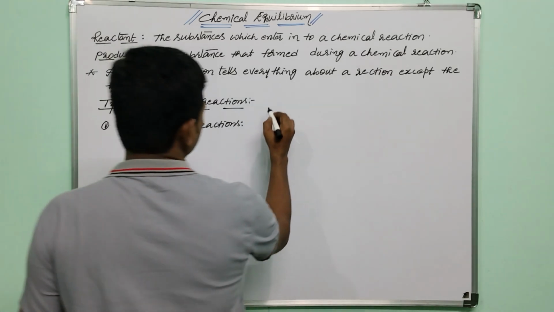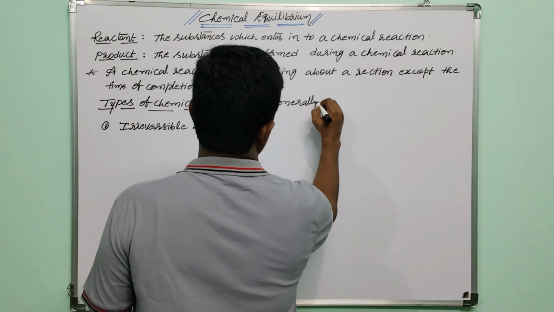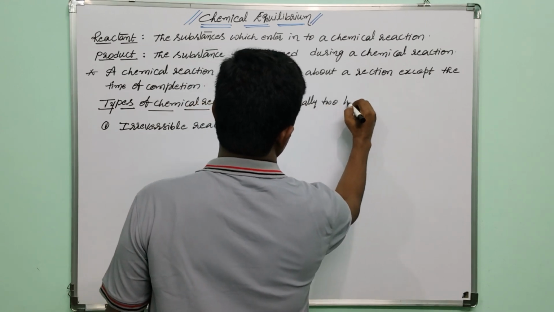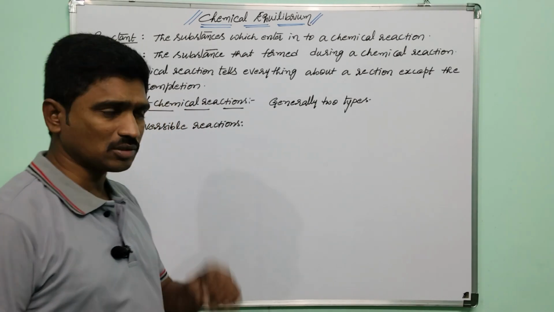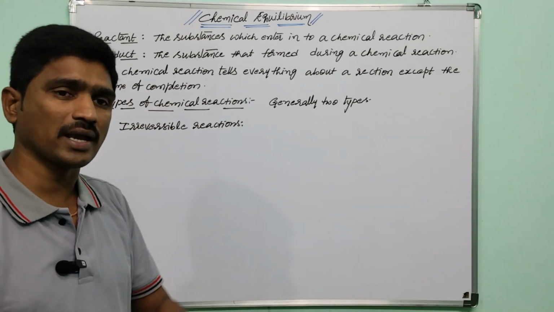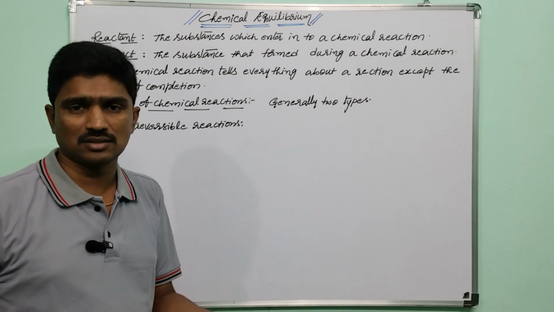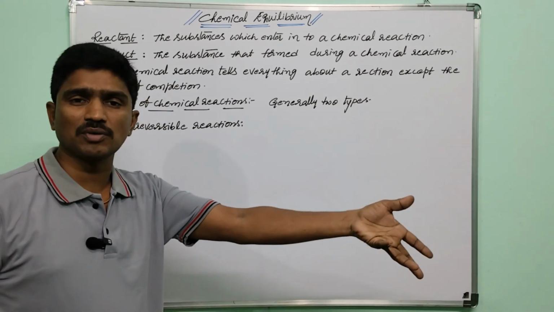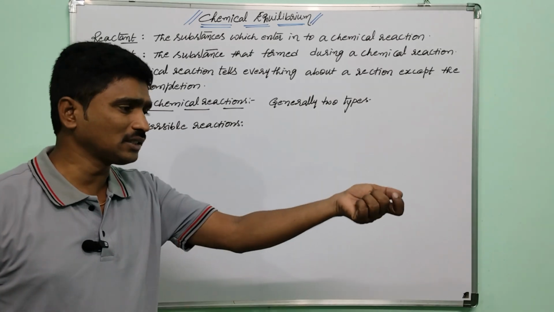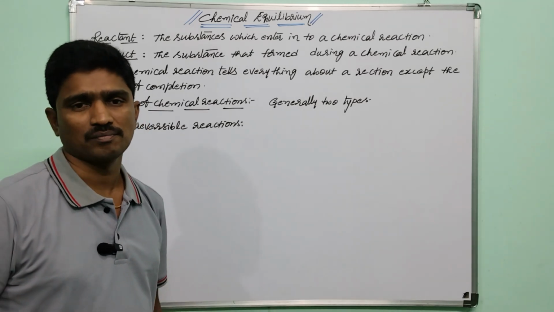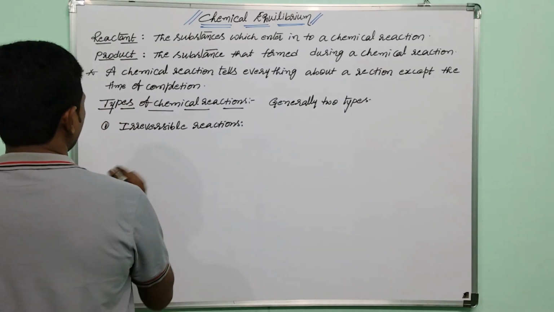So simply, we can say generally two types. First one, irreversible reaction. What is meant by irreversible? No reverse. Once a product is formed, the reaction doesn't proceed back, doesn't give reactants back. Such reactions are called irreversible reactions.